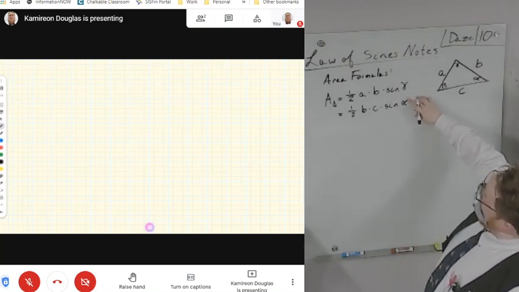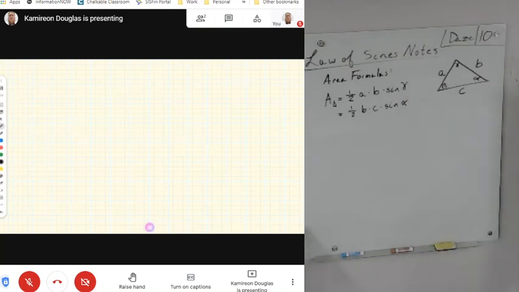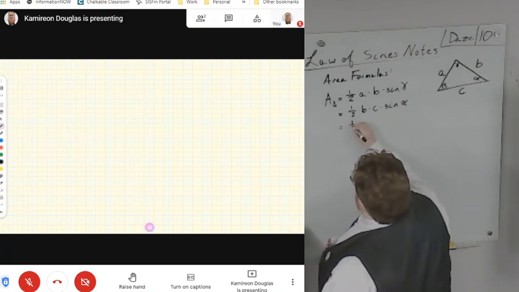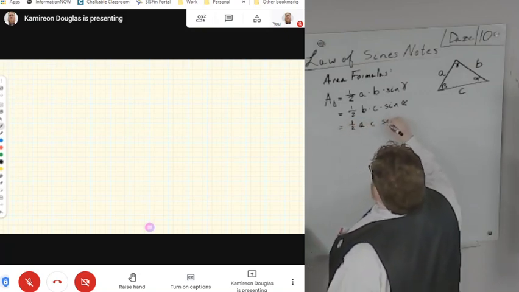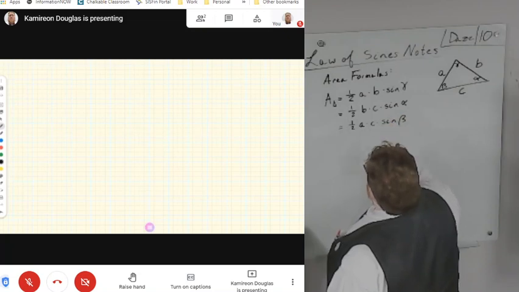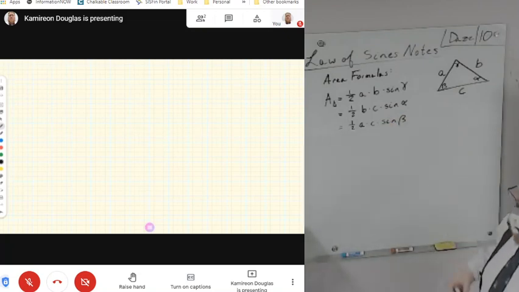So, you also have 1/2 BC sine of alpha. Very similar. And of course, 1/2 AC sine of beta. All 3 of these formulas are very similar. You just need 2 of the sides and the angle that exists between them. If you're given that information, then finding the area is very simple. If you're not given that information, you may have to do a law of sines problem first before you can find the angle. Let's work through 2 examples.